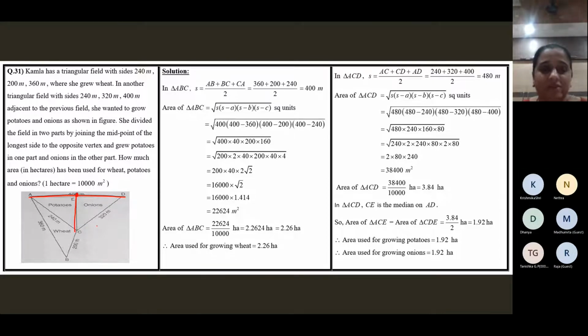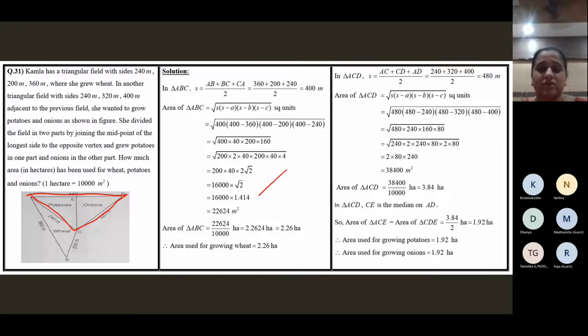CE is a line segment connecting the midpoint of AD, the midpoint of the longest side of the second triangle. E is the midpoint of AD. AD is the longest side of the second triangle, and E is connected to the opposite vertex C. Now, what you need to understand is CE is the median of the triangle ACD on the side AD. Now, what is a median? A median is a line segment from the vertex to the midpoint of the opposite side.